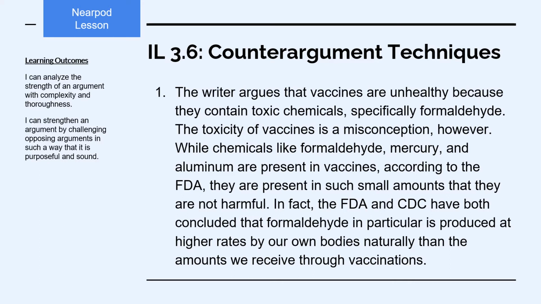So here's how I responded to number 1. The writer argues that vaccines are unhealthy because they contain toxic chemicals, specifically formaldehyde. The toxicity of vaccines is a misconception, however. While chemicals like formaldehyde, mercury, and aluminum are present in vaccines, according to the FDA, they are present in such small amounts that they are not harmful. In fact, the FDA and CDC have both concluded that formaldehyde in particular is produced at higher rates by our own bodies naturally than the amounts we receive through vaccines.